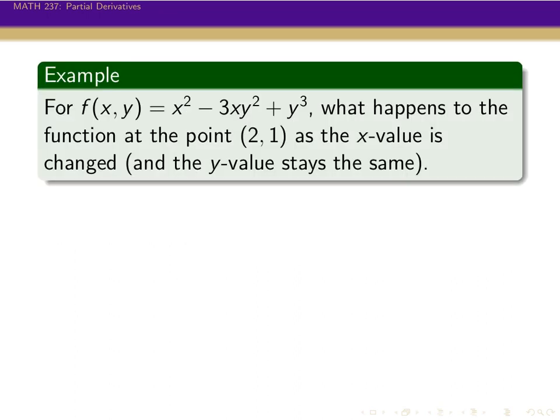Okay, so let's get a handle on this. Here's a function, x squared minus 3xy squared plus y cubed. And we're focusing in on the point (2, 1). We want to know what happens to this as we change the x value, and so think about taking the derivative in terms of x. Since we're only going to be changing x, this y value, 1, is going to stay the same.